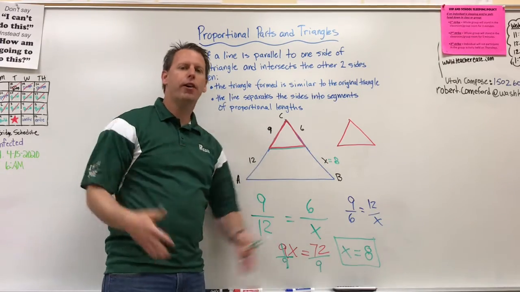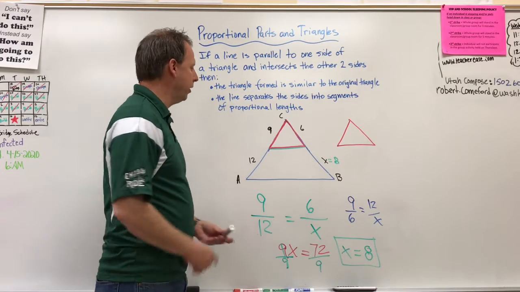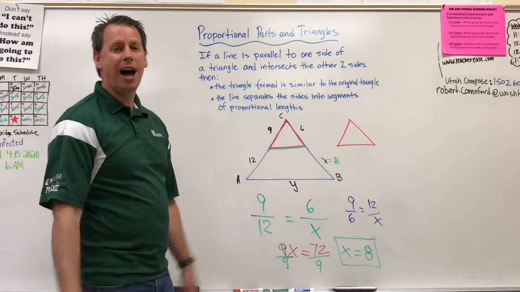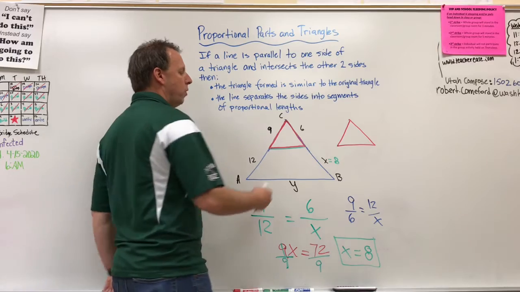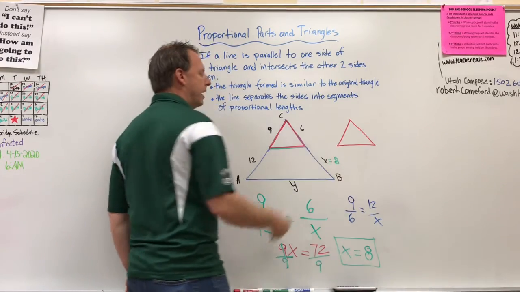I go on to solve for other things. I want to show you one more thing. Sometimes you'll be looking for this bottom right here. We'll call that maybe y. And so we can still use proportional parts, but in this case, what you might want to do is big triangle versus little triangle.